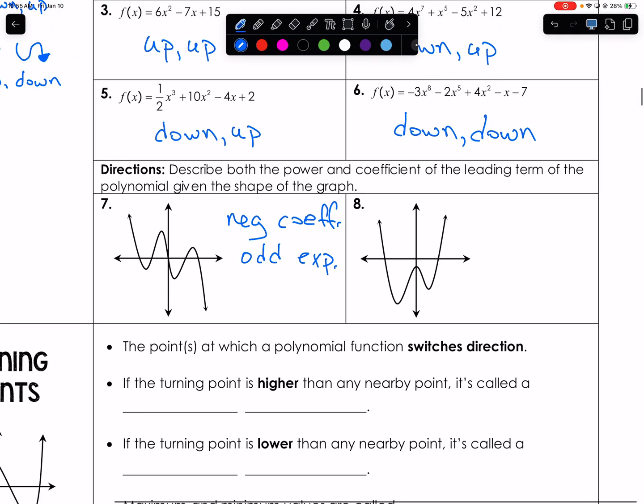So do we have positive or negative leading coefficient here on number 8? Positive, because it's up. So positive coefficient. That is not how you spell coefficient. Coefficient. And is it even or odd?